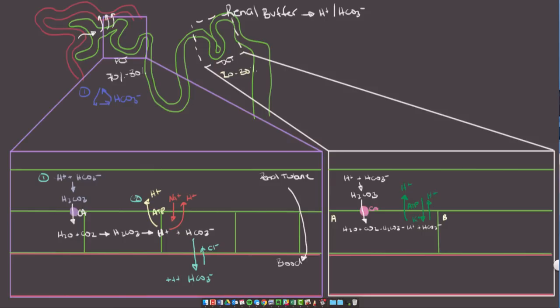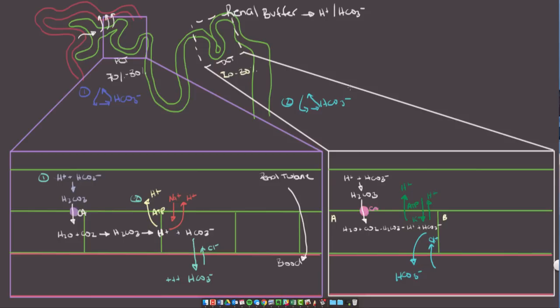So this bicarbonate ion is still being exchanged for chloride. So we're putting bicarbonate back into our bloodstream, and we're exchanging that for a chloride ion. So nothing is changing here. We're still performing that crucial role of bicarbonate exchange. So this is the secondary way in which we're going to recycle our bicarbonate. And that's how our intercalated type A cells work.